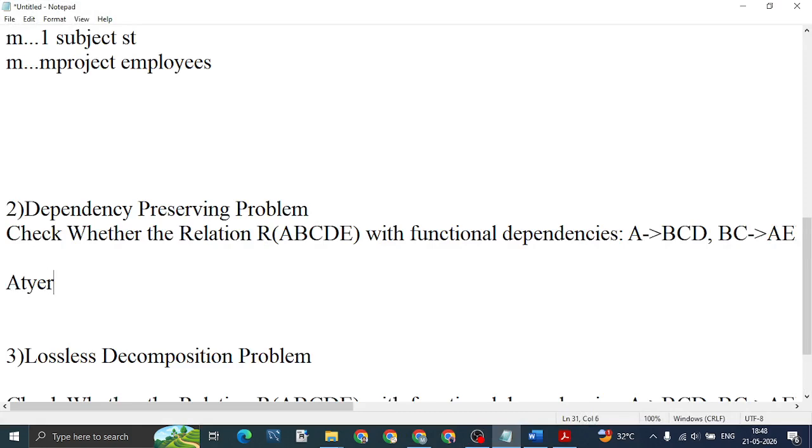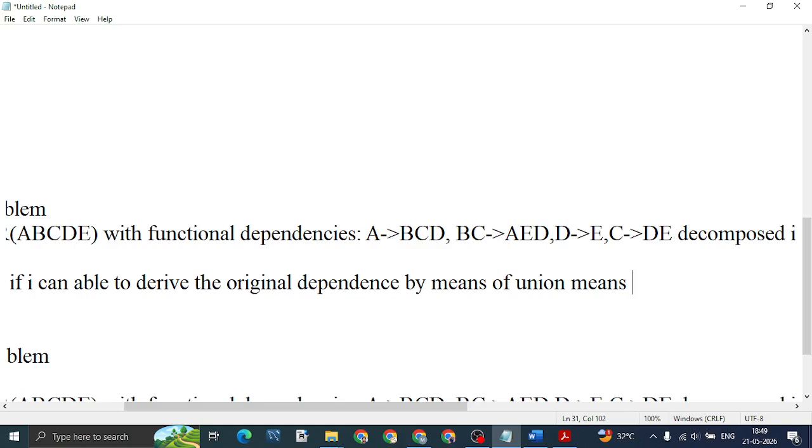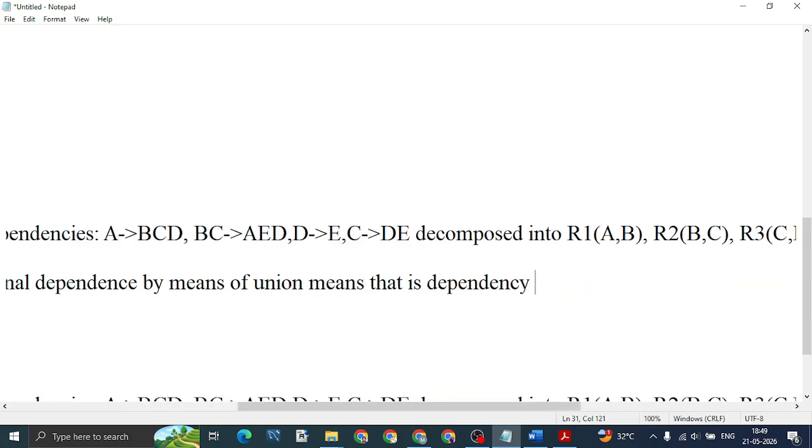So what is my conclusion? After making the decomposition, if I am able to derive the original dependency by means of union, that is dependency preserving. That is the meaning of this, right?